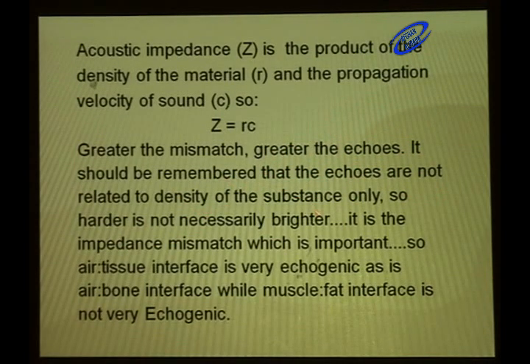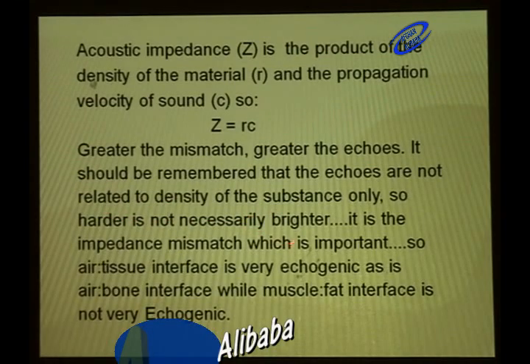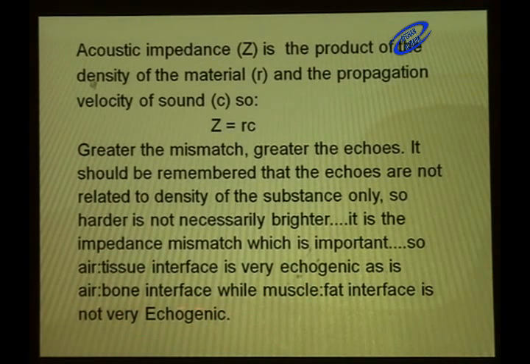It should be remembered that the echoes are not related to the density of the substance only, so harder is not necessarily brighter. It is the impedance mismatch which is important. So air tissue interface is very echogenic, as is air bone interface, whereas the muscle fat interface is not very echogenic, because here the difference in the density of the two mediums is less as compared to the difference in the density of the two mediums between air and bone or air and tissue.